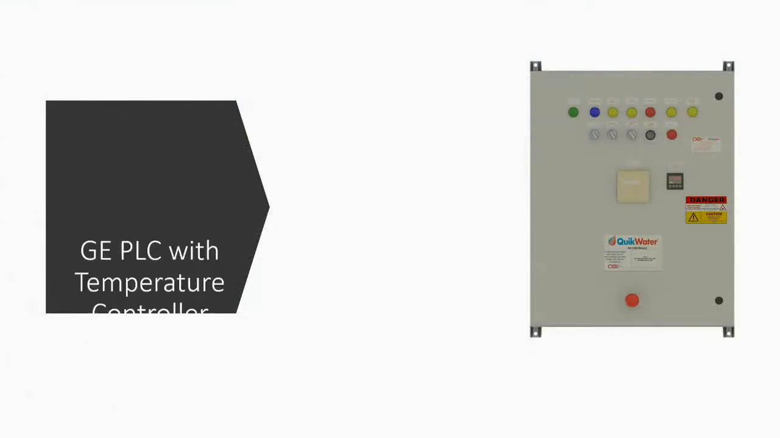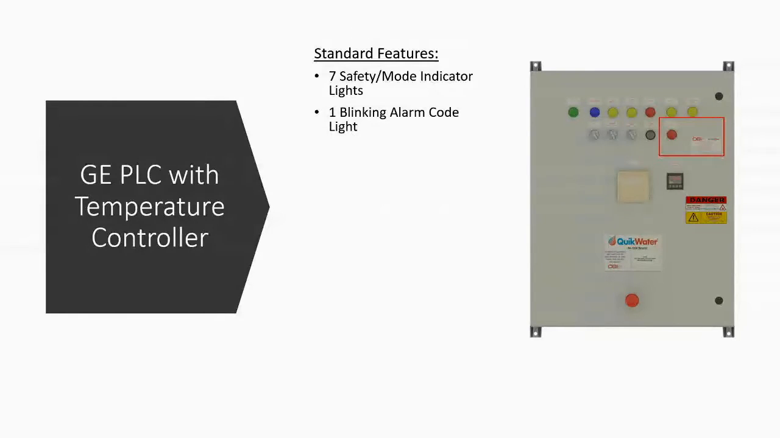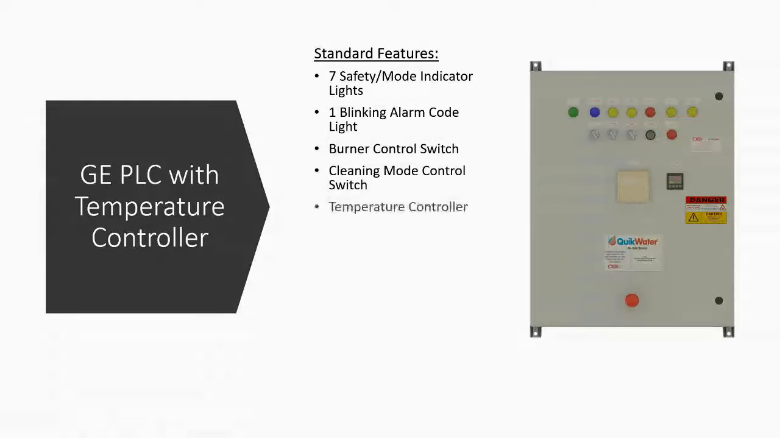So we're going to jump in with the GE PLC with the temp controller. This is a simple system. It's got 7 safety mode indicator lights, which you see up there at the top of the control panel. It's got 1 blinking alarm code light, a burner control switch and a cleaning mode switch. It's got a temperature controller, as well as the Siemens combustion controller that you'll see on all of our QuikWaters.